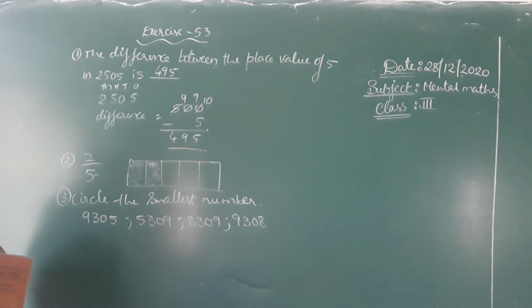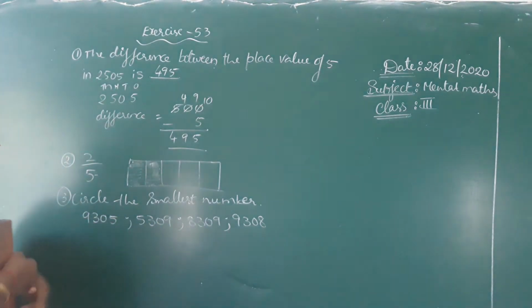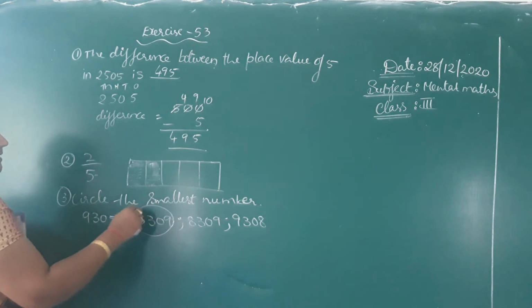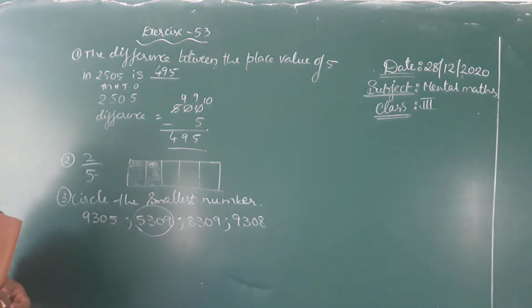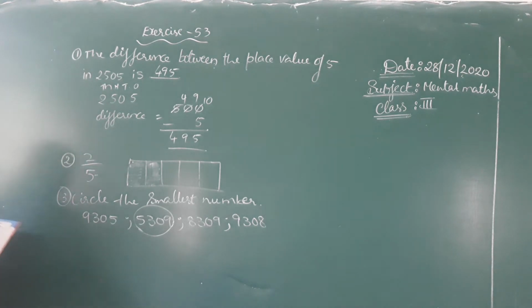See the thousands place digit. First one 9,000s and second one 5,000s and then 8,000s and then 9,000s. So 5,000s is the smallest one. So the number 5,309 is the smallest of all. Okay. See the next one, children.